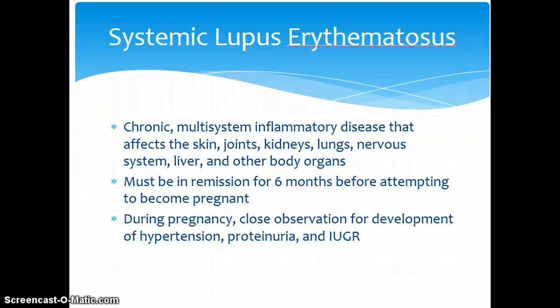Systemic lupus erythematosus is a chronic multi-system inflammatory disease that affects the skin, the joints, the kidneys, the lungs, the nervous system, liver, and other body organs. Before a woman becomes pregnant, she should be in remission from lupus for at least 6 months before attempting to become pregnant. And during pregnancy, the mom with lupus needs close observation for the development of hypertension, proteinuria, and intrauterine growth restriction of the fetus.